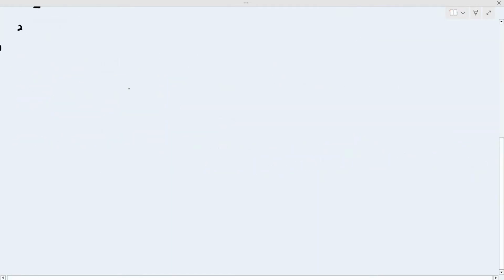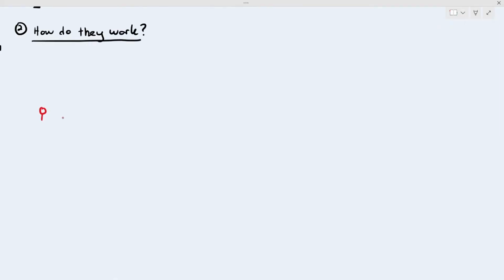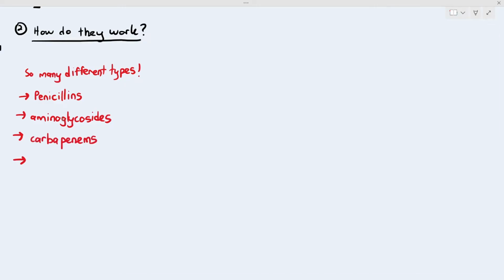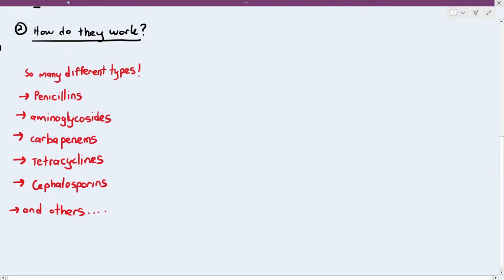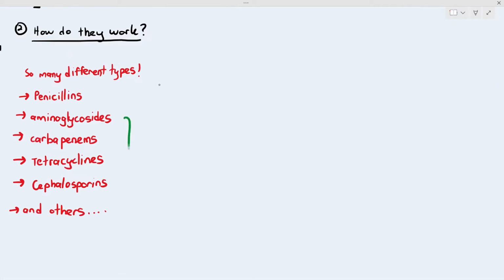Now, one of the very important things to know is how do antibiotics work? Notice I did not say how does an antibiotic work. I say how do they work, which implies that there are many different types of antibiotics. To name a few, they are penicillins, aminoglycosides, carbapenems, tetracyclines, cephalosporins, and others. Now, the good news is you do not need to memorize the ones from aminoglycosides onward, but you do need to know penicillin.